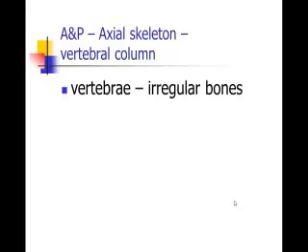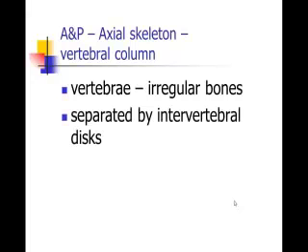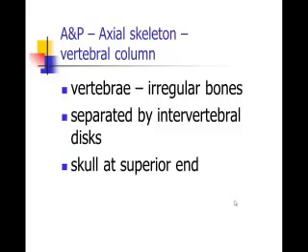So the vertebral column. Vertebral column is also part of the axial skeleton. The vertebrae are irregular bones. We saw an example of this earlier. They are separated by intervertebral discs. And the skull is going to be at the superior end of the vertebral column. And it's going to support ribs in the thoracic region.